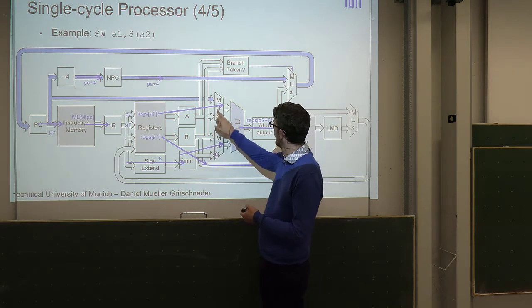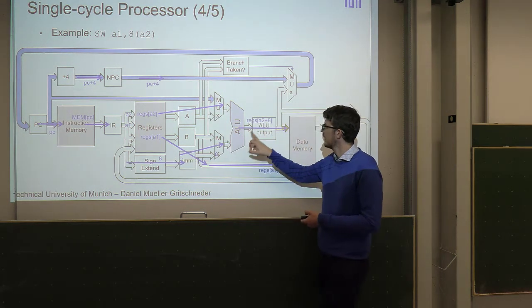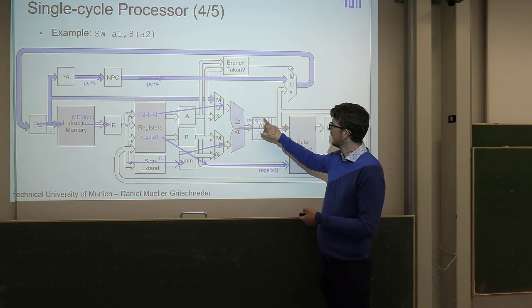So we are forwarding A2, the value which was in A2 to the ALU. We are forwarding this 8 to the ALU. Then the ALU does the addition, right? So the offset gets added to A2. And that's actually a small typo here. So the bracket must be here actually, right?